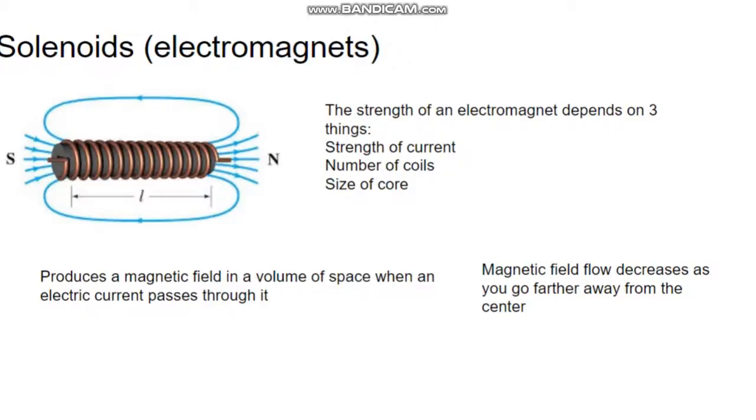So a solenoid is basically an electromagnet that produces a magnetic field in a volume of space when an electric current passes through it. And the strength of it depends on three things: the strength of the current, the number of coils, and the size of the core. And as you get farther away from the center, the magnetic field would decrease. So the force would be really weak when you're far away from the center.